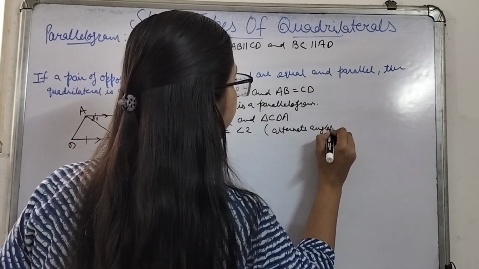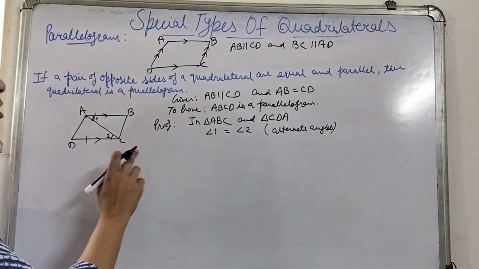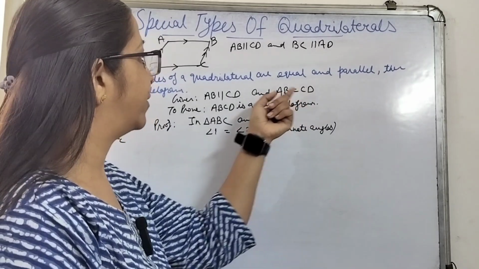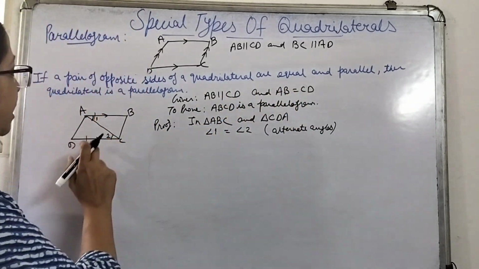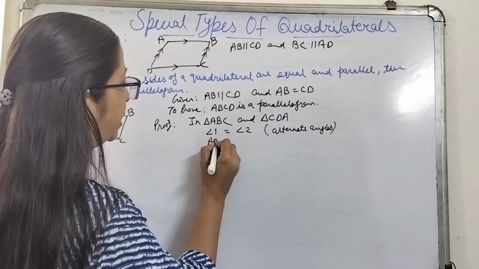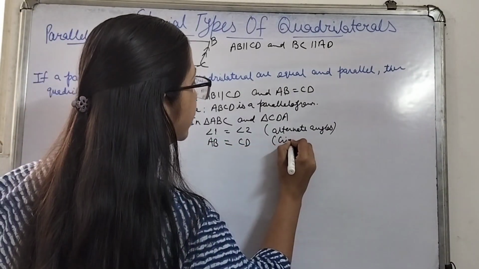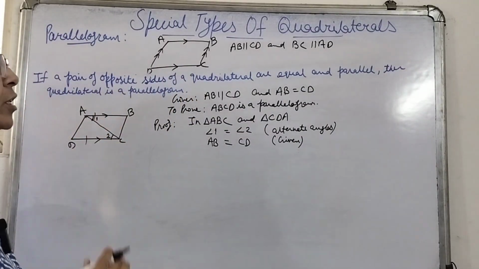We can see over here that AB is equivalent to your CD because it is already given to us in the statement. Only it is given that one pair of opposite sides is parallel and equal. So AB is equivalent to your CD. It is given to us. And we can see that AC is common for both the two triangles.